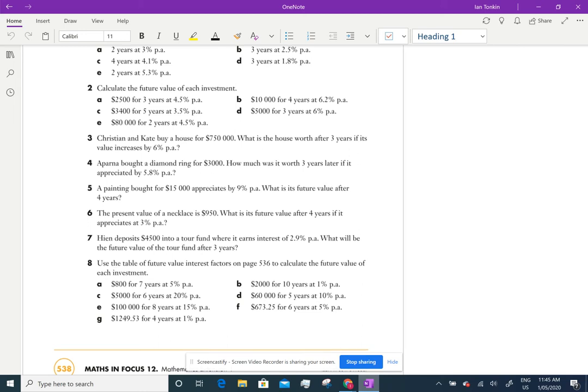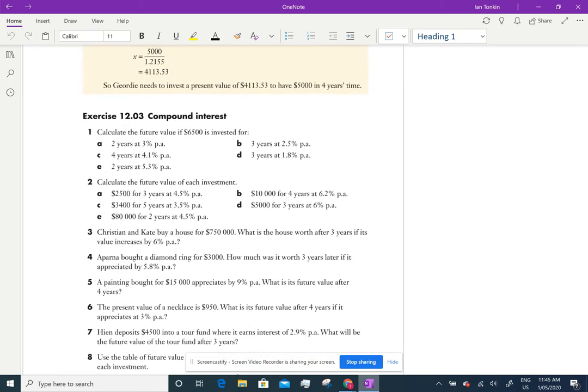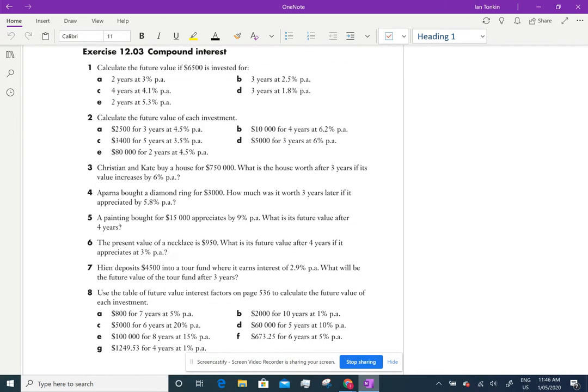Okay, Year 12. I'm going to look at the compound interest exercise now, and I don't actually like how they've done this. So I've cut a lot of questions from the work that I've asked you to do. I'm only going to do questions 3, 5, and 7 because I don't want to spend a lot of time on this using the method that they've suggested.